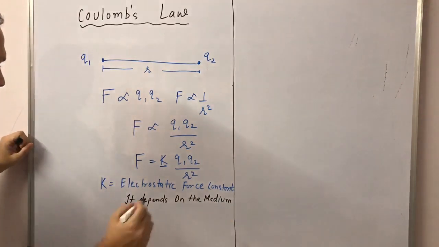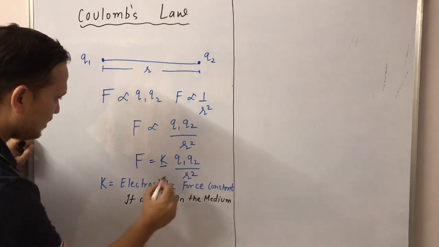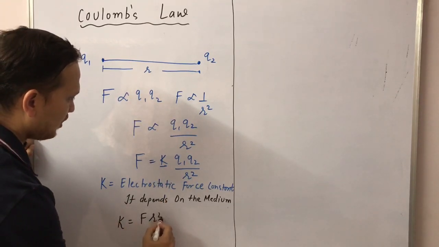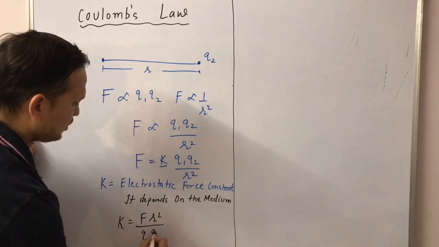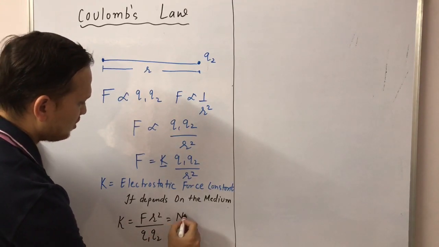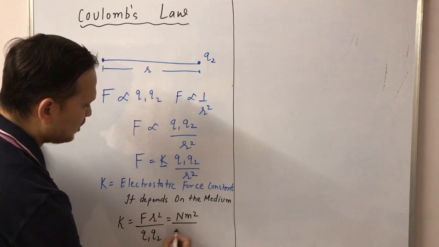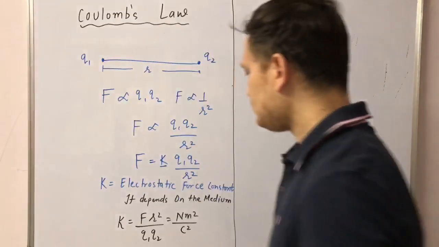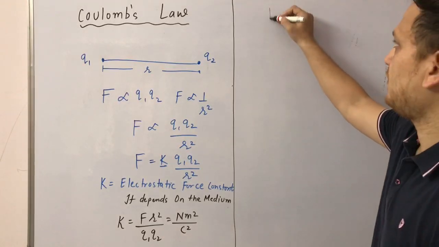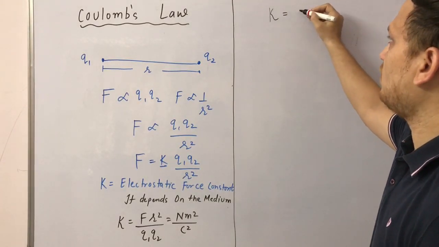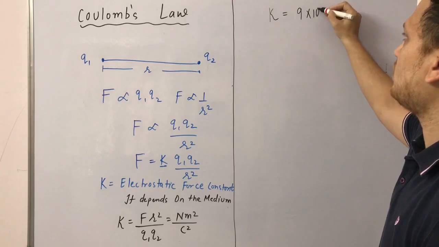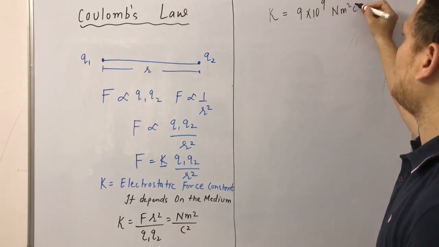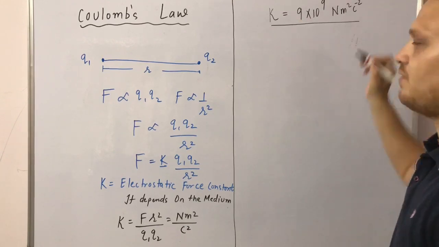Let us see what the medium is. First, let us find the unit of K. K equals F into R square upon Q1 Q2, that is Newton meter square upon Coulomb into Coulomb, that is Coulomb square. So that is the unit of K. The experimentally approximate value of K is 9 into 10 to the power 9 Newton meter square per Coulomb square.